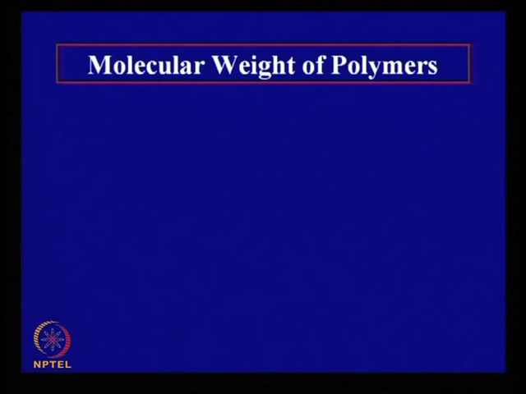Now, let us come to molecular weight of polymers. And molecular weight of polymers, how to calculate, you know. For condensation polymers, molecular weight is calculated by calculating the molecular weight of the repeating unit times the number average degree of polymerization plus the mass of the end groups. From there you can calculate the molecular weight.